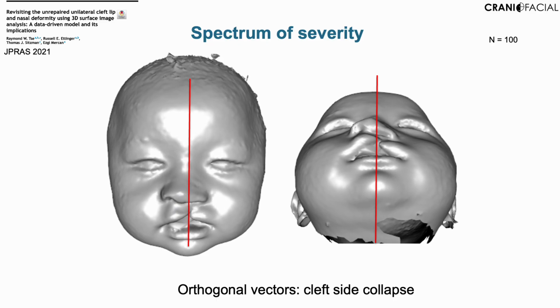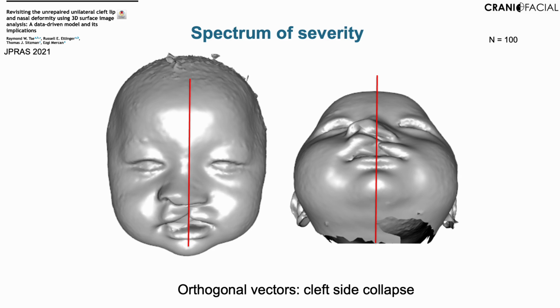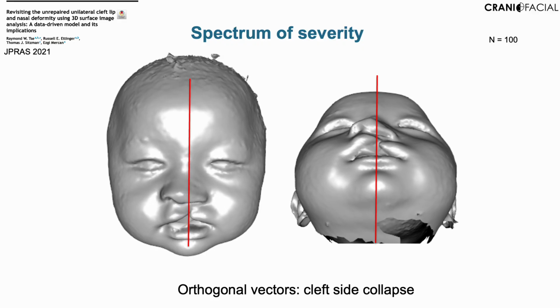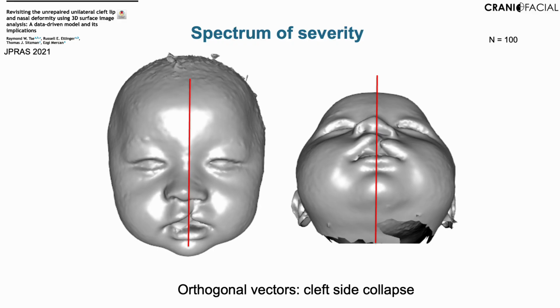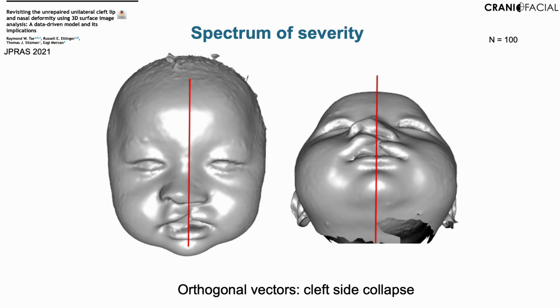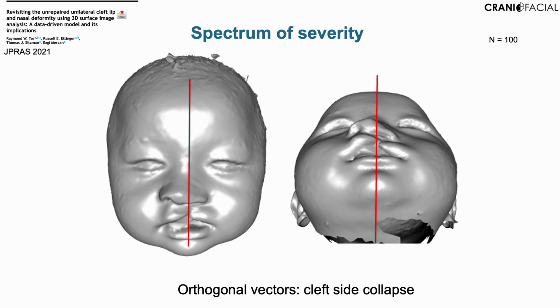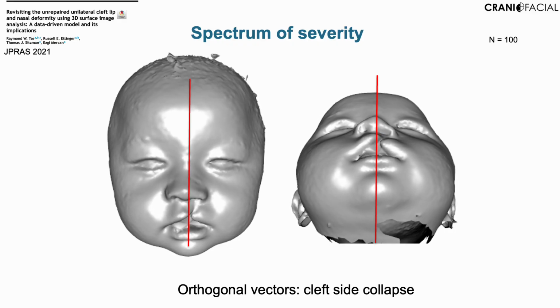This is a 3D model that morphs between the least severe and most severe of 100 children with unilateral cleft lip. This goes back and forth between least severe and most severe, and as you watch this video, it's very, very clear that it's the non-cleft alar base and the columella that are driven away from midline, and it's the cleft alar base that becomes more and more retruded with greater severity. And so it's those orthogonal vectors of displacement that result in the cleft side alar collapse.